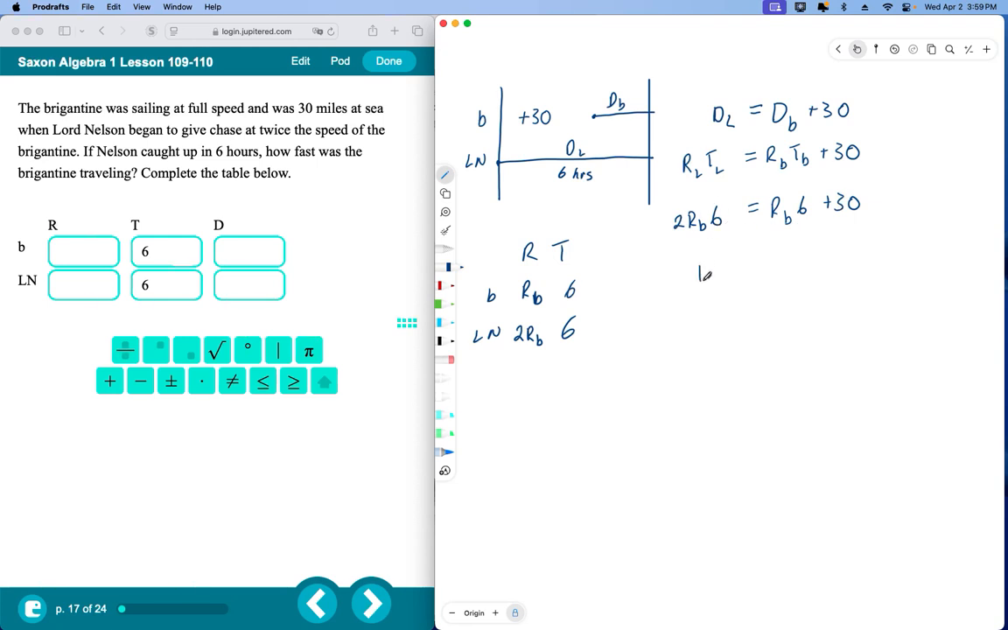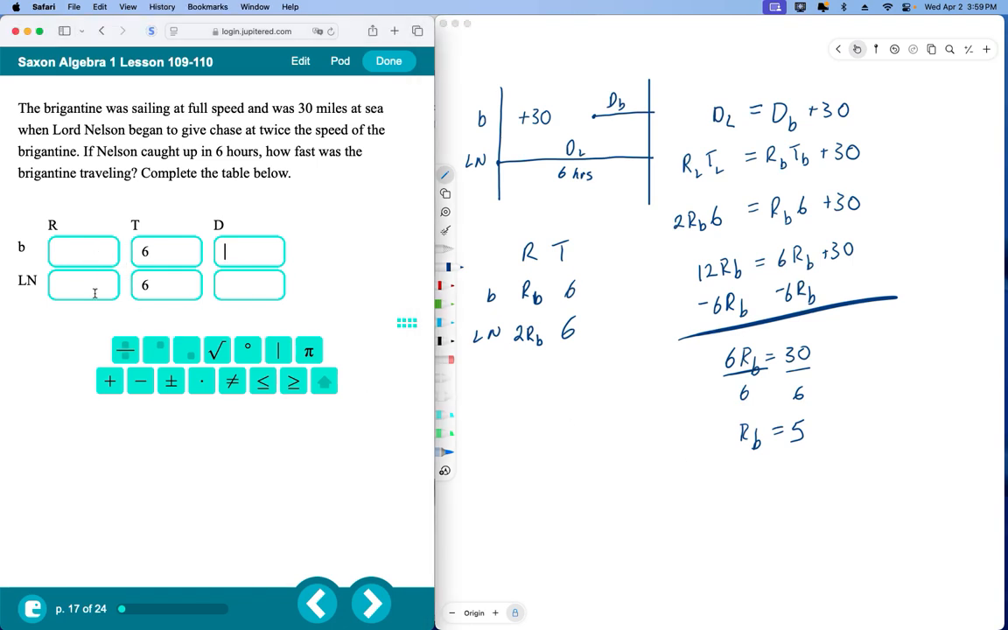2 times 6, that's 12 times the rate of the brigantine equals 6 times the rate of the brigantine plus 30. Subtracting 6 RBs from both sides, I get 6 RB is equal to 30. When I divide both sides by 6, I find that RB, the rate of the brigantine, is 5.